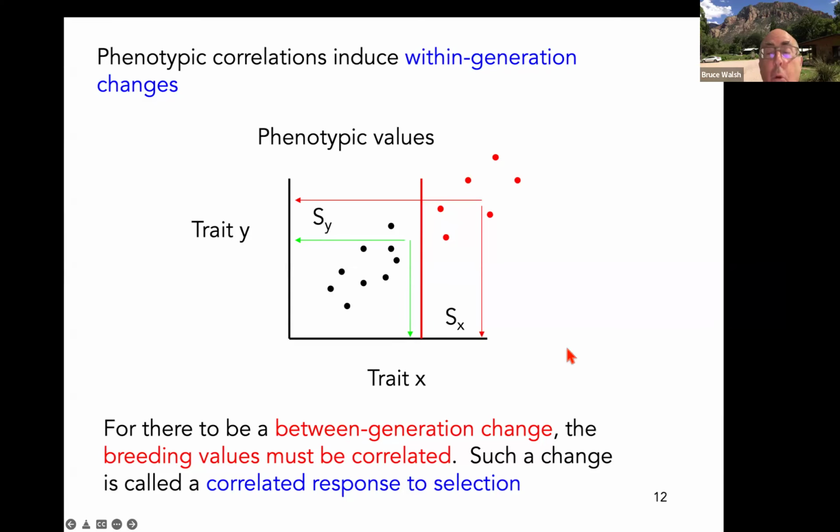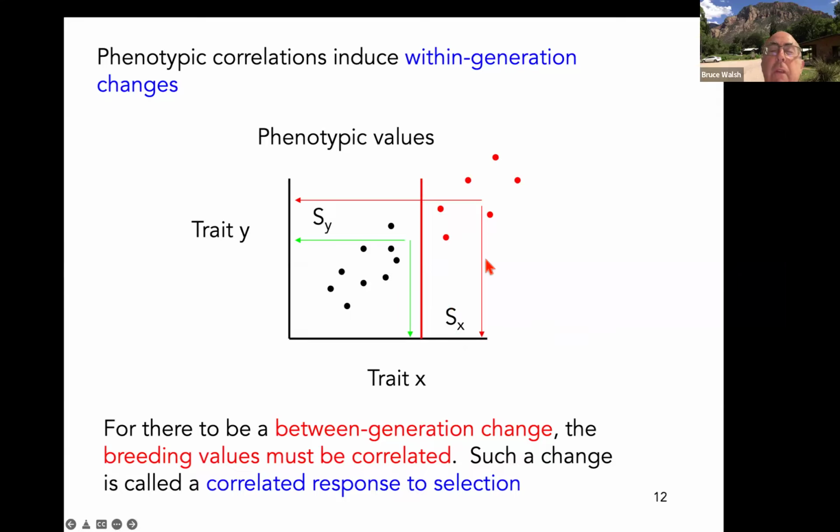The key line is for there to be a between generation change, the breeding values must be correlated. What does that mean? When I pick individuals with a large X value, that should tell me something about what their breeding value is for Y. So if individuals with a large X value also tend to have a large breeding value for Y, Y is going to increase. If individuals with a large breeding value for X tend to have a negative, that is a small breeding value for Y, Y is going to decrease. If individuals with a large breeding value for X tell me nothing about the breeding values in Y, they don't change, Y is not going to change.